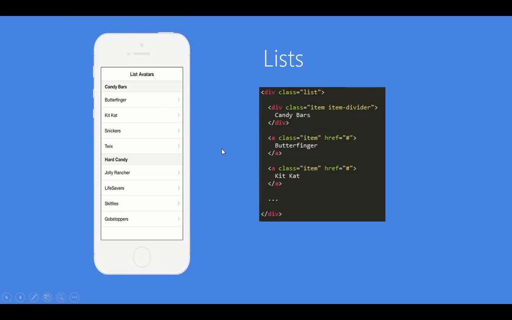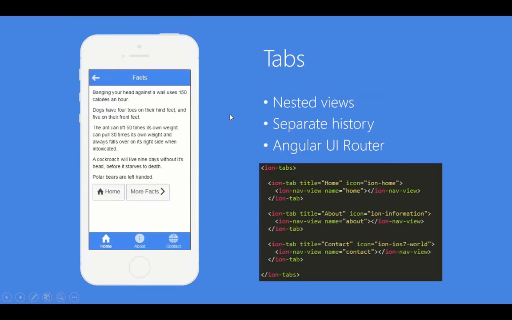And you'll be using this quite a bit. The next is tabs. Tabs are also a common navigation in mobile applications. Tabs in Ionic actually give you nested views. So if we look at each tab here in the markup, you can see what's called an Ion nav view, and that's basically a nested view within each of these tabs. You also get a separate stack history.